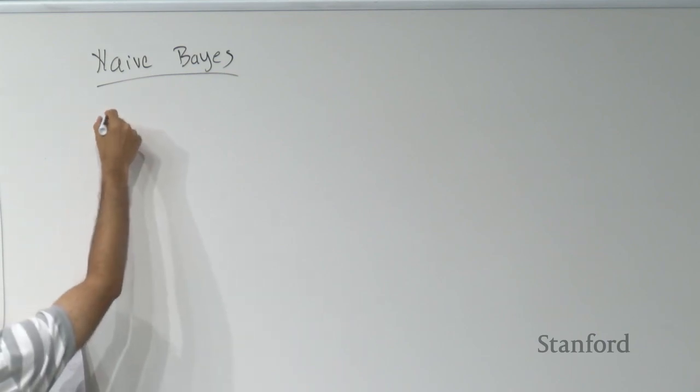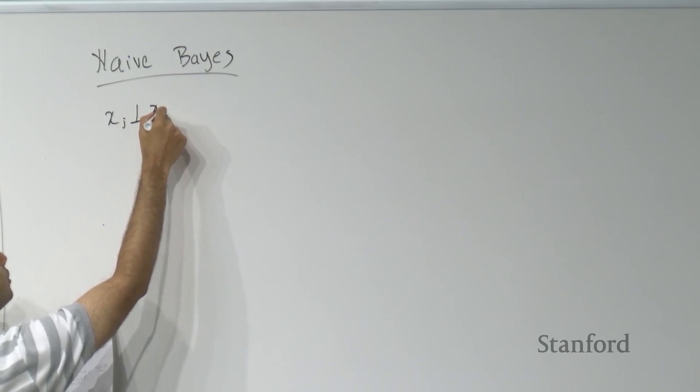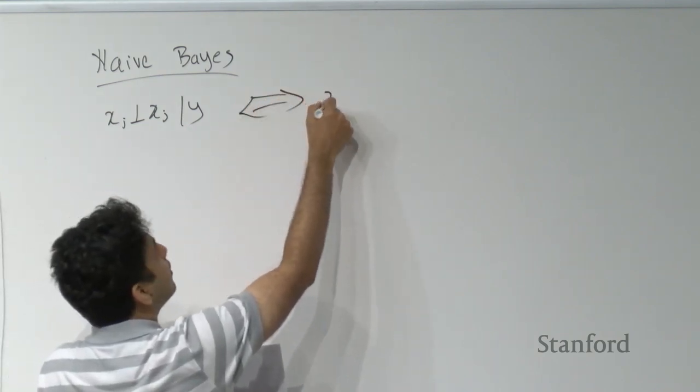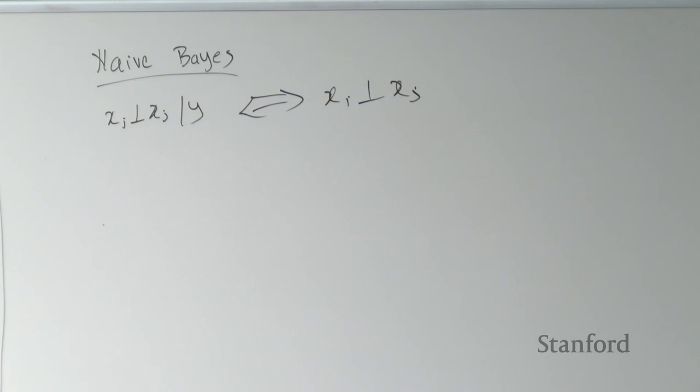The conditional independence assumption tells us that X I is independent of X J given Y, which means if you know what the class is, for example, if you're doing spam classification, Y can be 0 or 1, spam versus no spam, then the probability of observing one word is independent of the probability of observing another word, right? This does not mean xi is independent of xj, right? So independence and conditional independence are two orthogonal properties. Being conditionally independent says nothing about being independent, and vice versa, right?